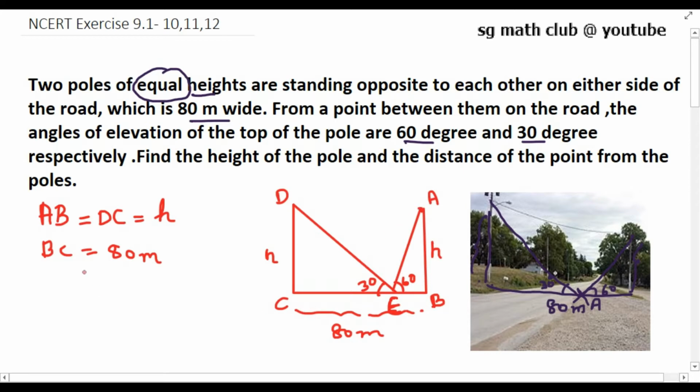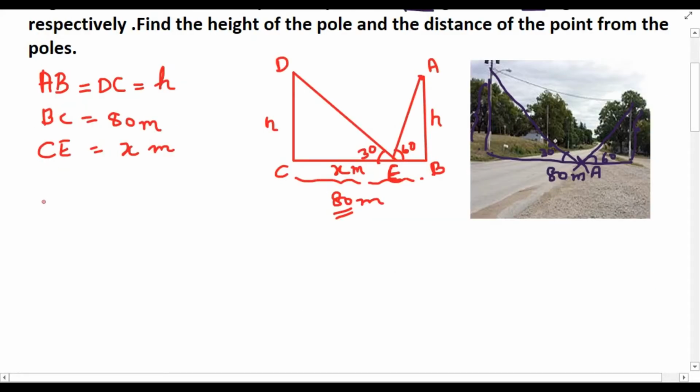So I will take CE as X meter because we have only one known value, that is 80, and two unknown values are there. So we will take this as X meter. Now we will use the triangle and then we will find out the value. So first we will take the triangle CDE.